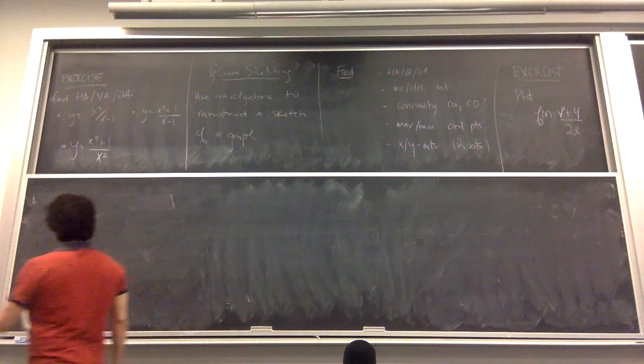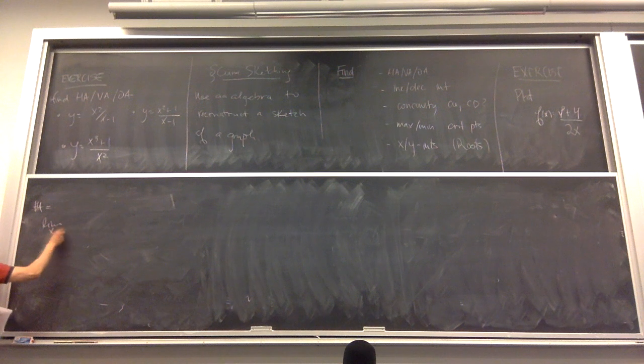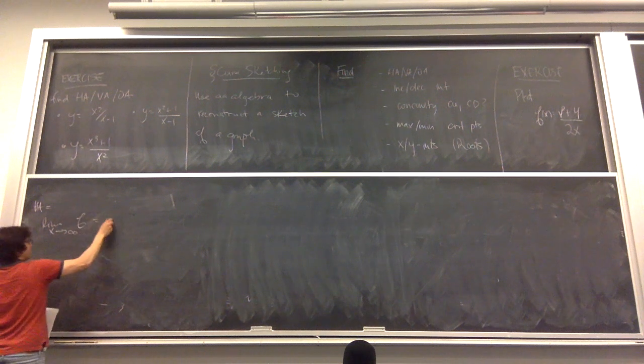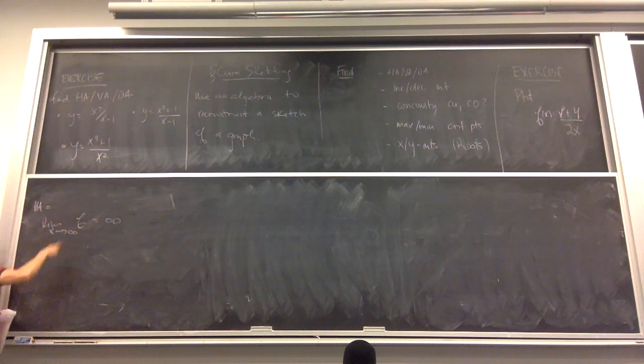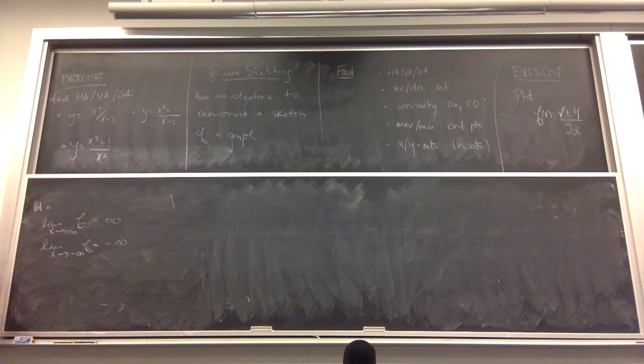Okay, asymptotes. Anyone? Horizontal asymptotes. Should be easy to read off. Limit as x goes to infinity of f is infinity. That doesn't really help. We just know that it's going in that direction. Limit as x goes to negative infinity of f is negative infinity. Okay, so that doesn't give us any extra information.